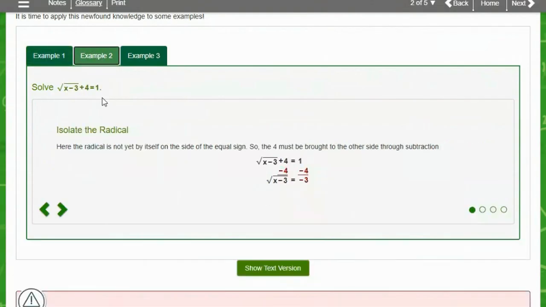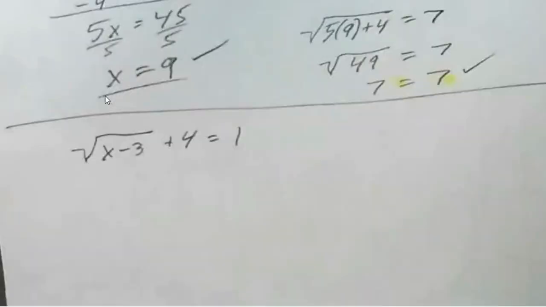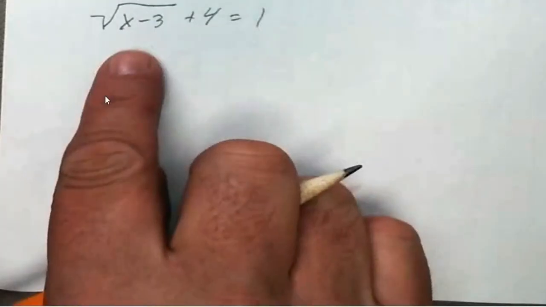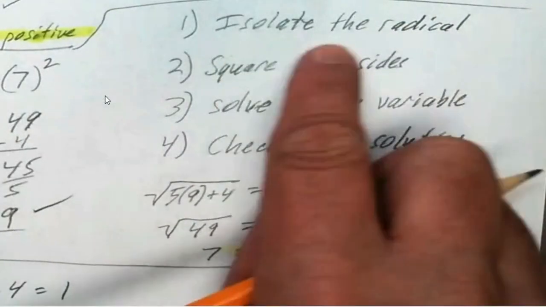Let's look at this one. This one's a little different. So this is the square root of x minus 3, plus 4 equals 1. Well, if we remember our steps, the first thing we do is isolate the radical.